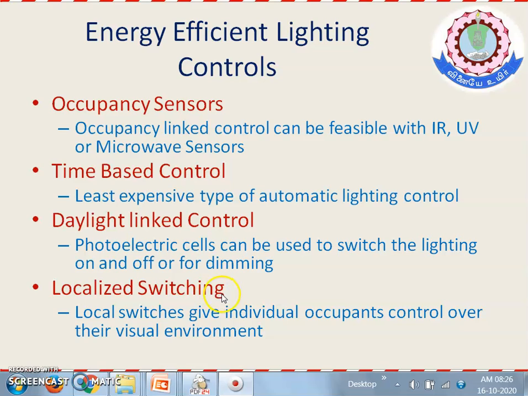And localized switching, this is important. In our classrooms the switchboards are given in only one location, which creates a lethargy in switching the switches on and off from the last bench to the first bench, and that's why most of the time we are not doing that switching off and on process.